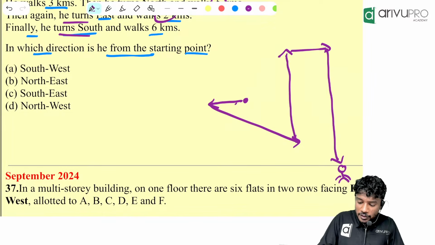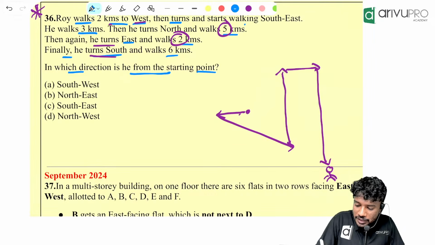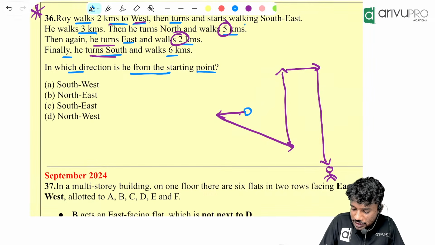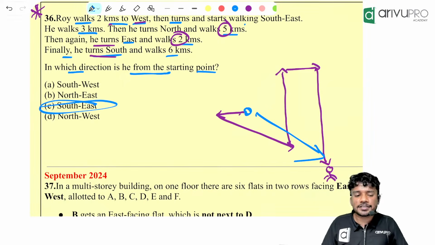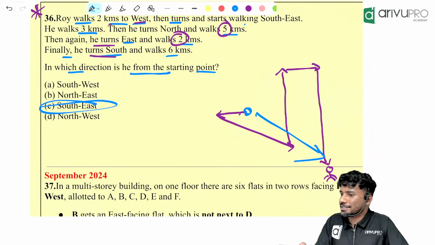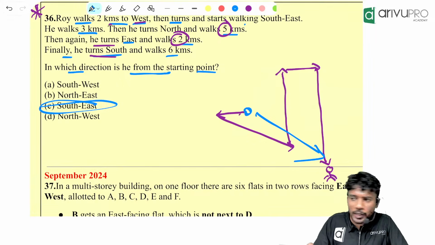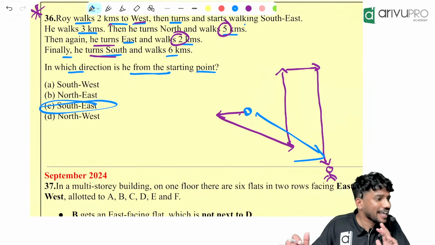Then tell me, with respect to the initial point, in which direction is he? He was initially over here. This is which direction? South. East is the answer. Just by drawing you will get it. Whenever you feel stuck, you can just draw and go for the answer.